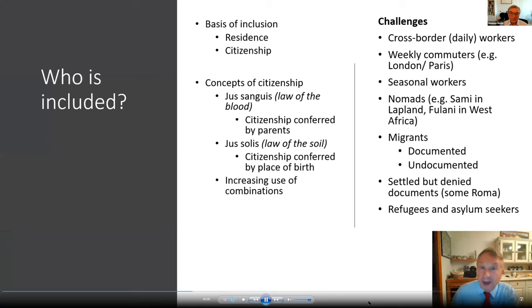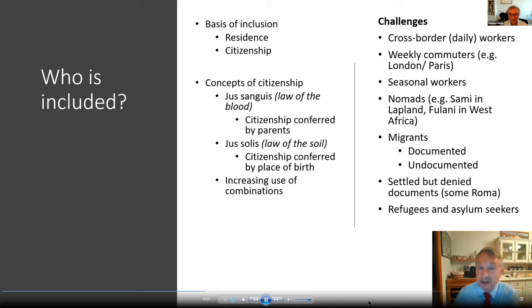So what I talk about in my lecture: who is included in censuses and mortality data? What is the basis of inclusion? Is it residence or is it citizenship? We talk about concepts of citizenship. Is it the law of the blood? Is it the law of the soil? Do you get citizenship through your parents or being born somewhere? And of course, there are increasingly combinations here.